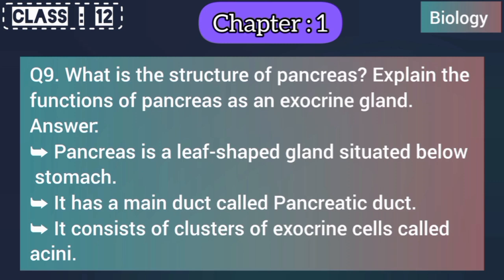Q9. What is the structure of pancreas? Explain the functions of pancreas as an exocrine gland. Answer. Pancreas is a leaf-shaped gland situated below stomach. It has a main duct called pancreatic duct. It consists of clusters of exocrine cells called acini.